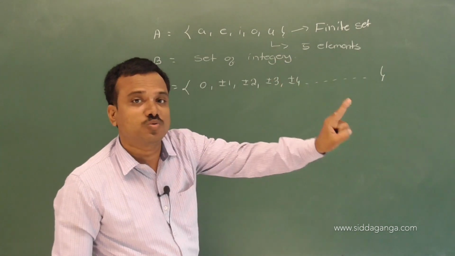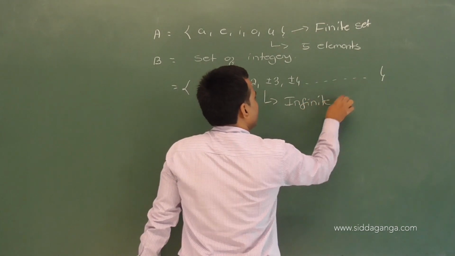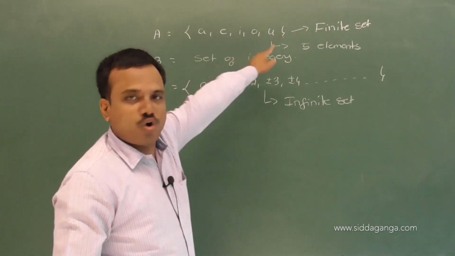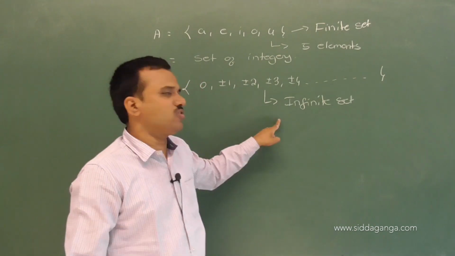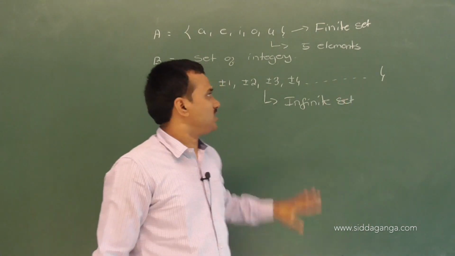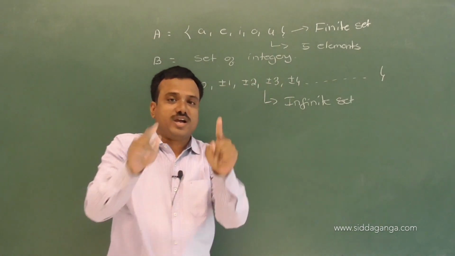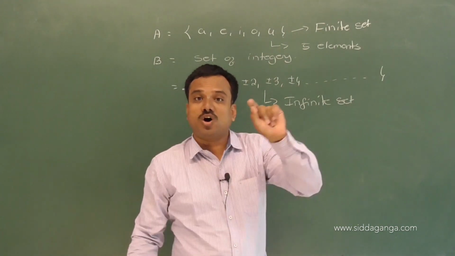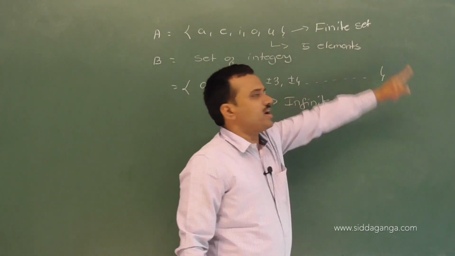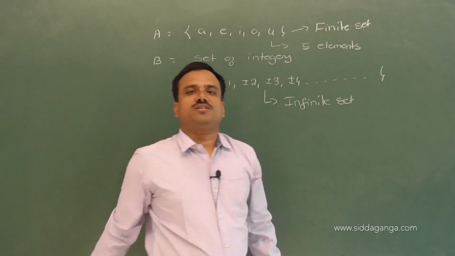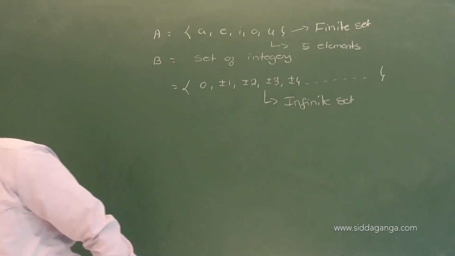Here it is not possible to count. That's why we call this set an infinite set. If countable elements are present, we call it a finite set. If uncountable elements are present, we call it an infinite set. Understand? This is very important. Once again, the definition of finite: a set which is empty or has a definite number of elements present is a finite set. Otherwise, it is an infinite set. Is it clear? Okay. Next concept.